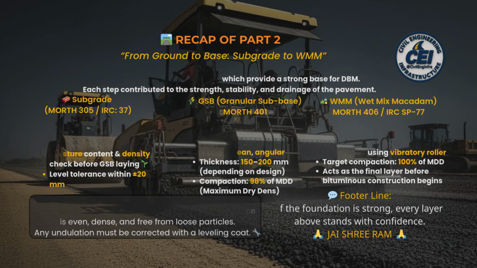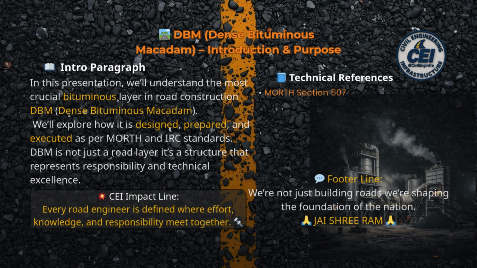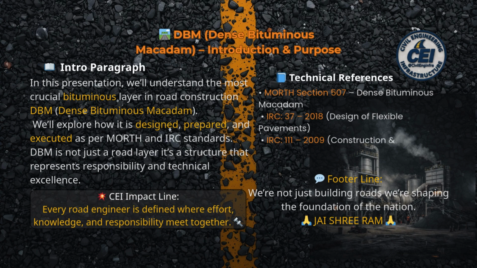Jai Shri Ram. Now, let's begin with the layer that defines both the strength and lifespan of the road. DBM, Dense Bituminous Macadam. It may look simple, but it's the true backbone of the road structure. In this presentation, we'll understand how this bituminous layer is designed, prepared, and executed as per MoRTH and IRC standards. Because on the field, design and drawings alone aren't enough. You need experience, precision, and perfection in execution.